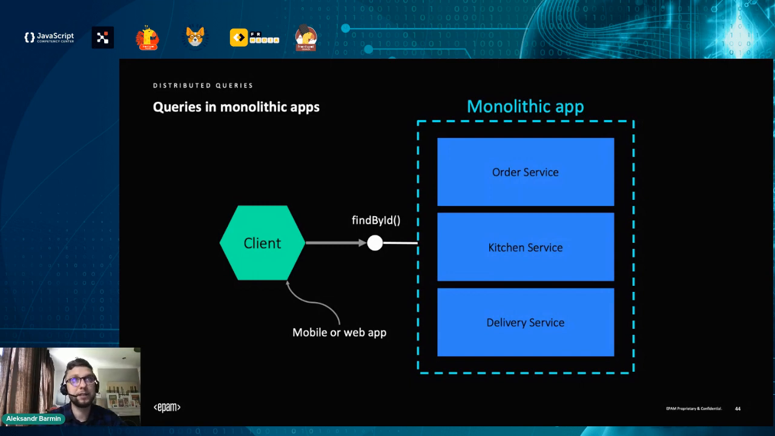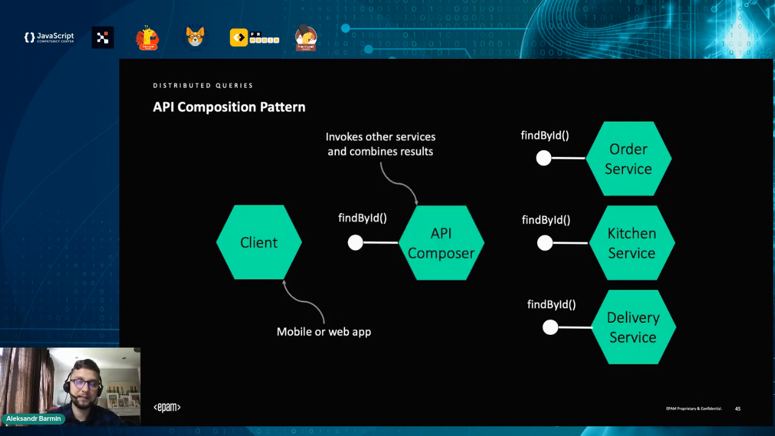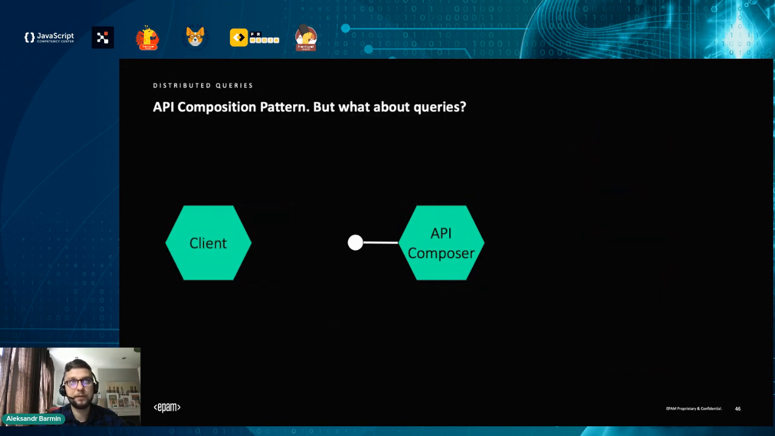But in case of microservice architecture, it's complicated because our data is distributed across the services, and in this case, the easiest and most obvious way is to use API Composer, this design pattern. So we're sending a request to API Composer, and next it splits the request into other services. Simple, but it doesn't allow us to solve a more complicated scenario when we need to retrieve not only data by ID, but do some queries, for example, pagination.